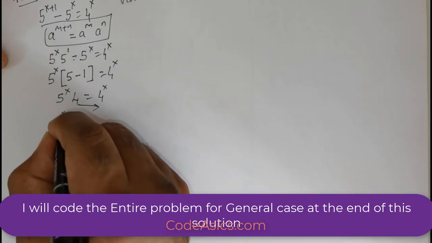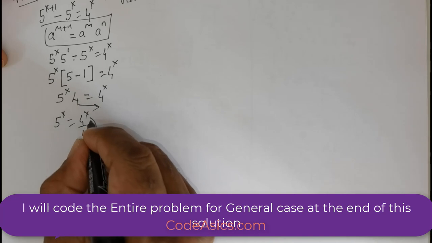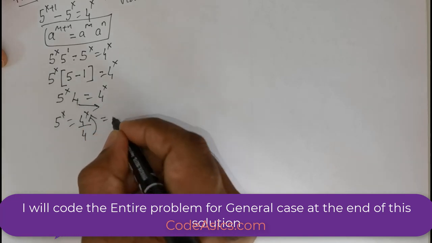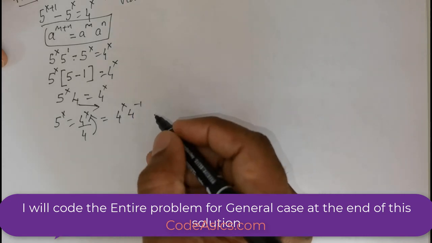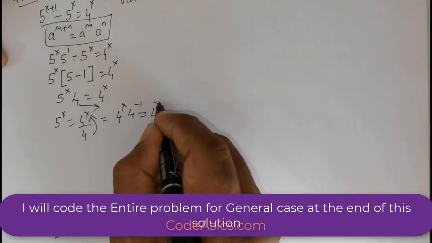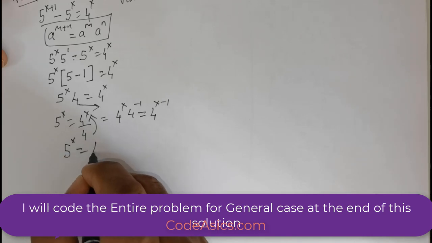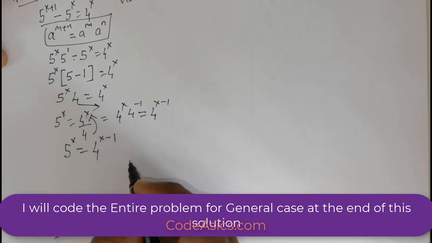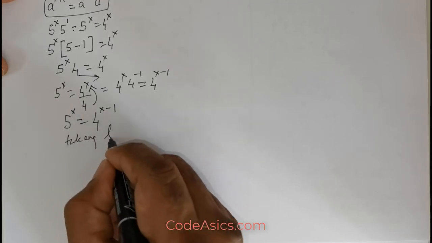Now what I wish to do is I can bring the 4 down to this side. That would mean 5 raised to the power of x is equal to 4 raised to the power of x divided by 4. I can push this 4 to the numerator. So that would mean 4 raised to the power of x times 4 raised to the power of negative 1. I can rewrite this as 4 raised to the power of x minus 1. So now we got 5 raised to the power of x is equal to 4 raised to the power of x minus 1. I would like to take ln both sides.